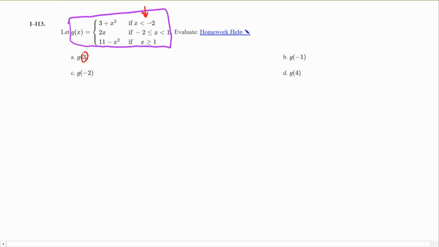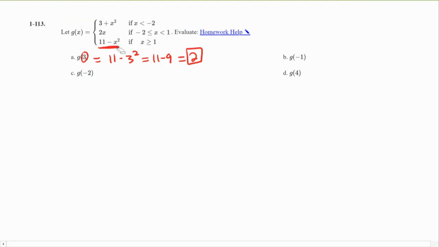So 3 is not less than -2. 3 is not between -2 and 1. 3 is greater than or equal to 1. So I'm going to plug 3 into that equation right there. So I know I'm going to do 11 minus 3 squared, which is 11 minus 9, which is just 2. So g of 3 is equal to 2.